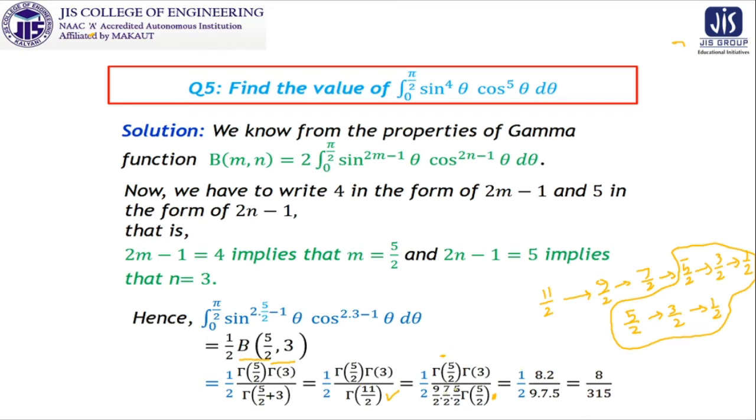So this 9 into 7 into 5 will be remaining in the denominator. This 2 will be going in the numerator, so half, this 2 is in the upper part, and we get 9 into 7 into 5, and this 2 is coming from gamma 3, that is 2 factorial. This 2 and this 2 are cancelled out, 8 by 9 into 7 into 5, that is 315. So not only the problems, but also you can make your effort a little bit smarter.